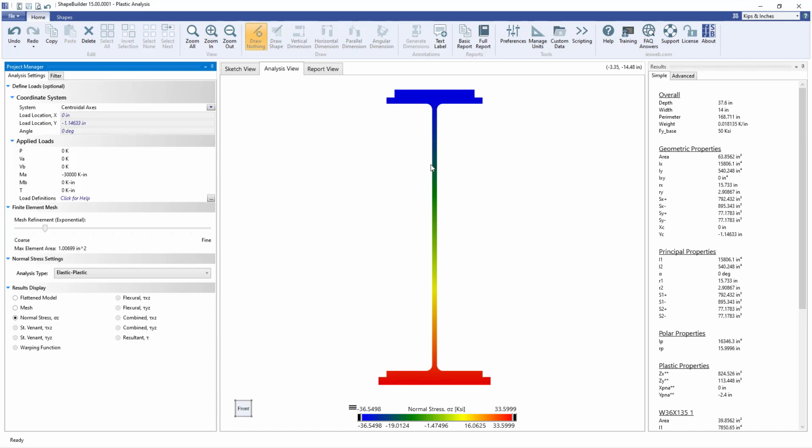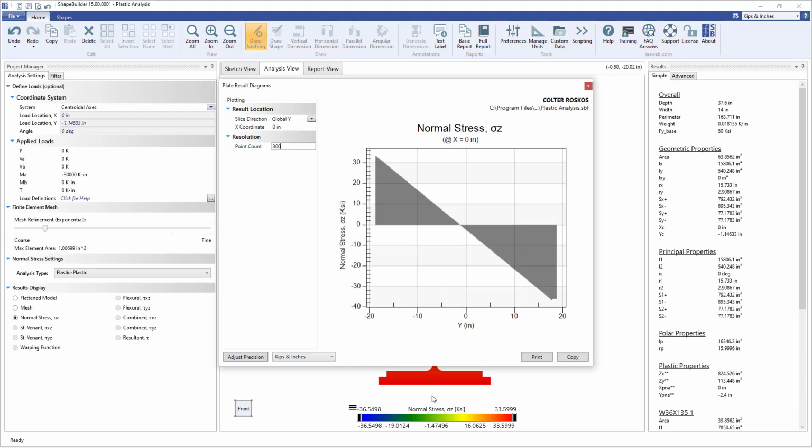Now let's take a look at the plate result diagram to see what's happening internally. We can click and drag a vertical slice through the section to display the normal stress distribution. The plot shows the top plate stresses reaching the 36 ksi yield limit, while the beam's bottom plate remains below yield.